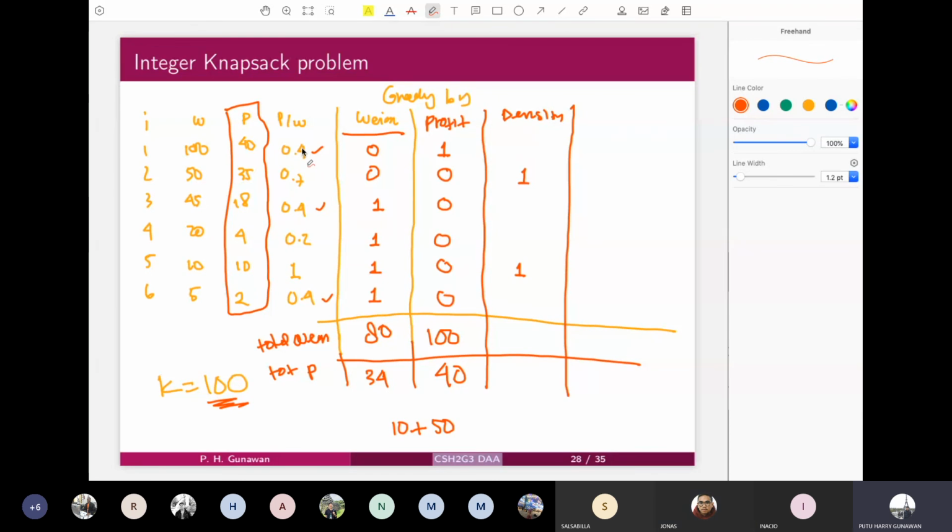If I choose this one, the highest profit, that means plus 100. I think this is not possible. So I don't pick this one. My weight would be adding 100, which exceeds the maximum, so it is not possible. How about this one, 0.4? This is 45. It exceeds also, right? So you couldn't fill this one. So this is 0.